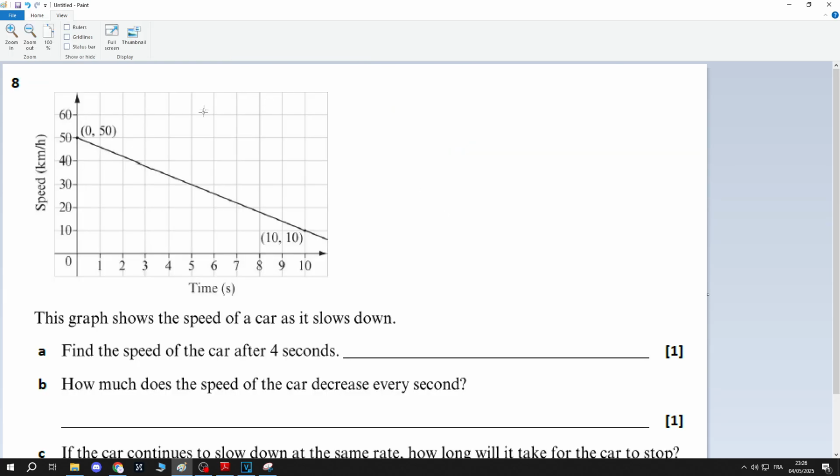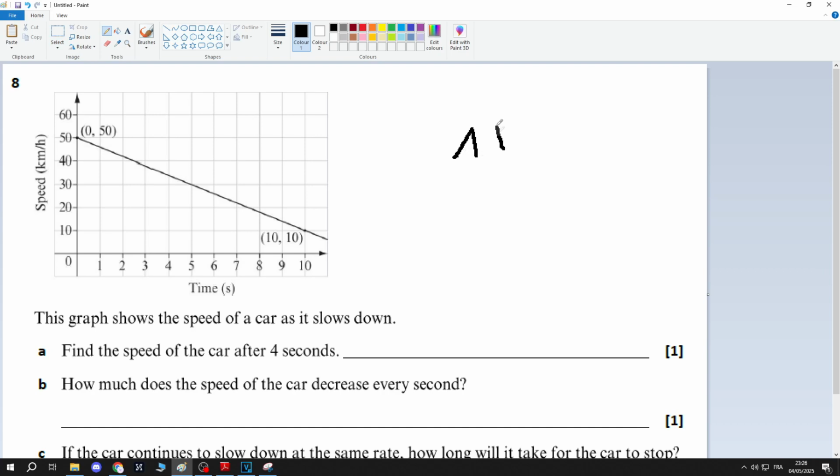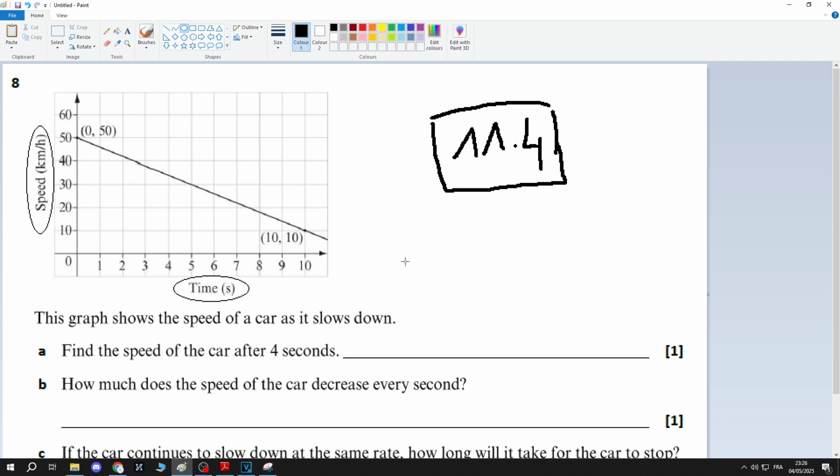Now the final question is question 8. This is part of 11.4, and this is an application of everything that we have learned, plus something extra that I'm going to tell you about, okay? So, the graph shows the speed of a car as it slows down, and the x-axis shows us the time in seconds, and the y-axis shows us the speed in kilometers per hour. And we see that the car starts at a certain speed right here, and it keeps slowing down until it reaches 0, right?